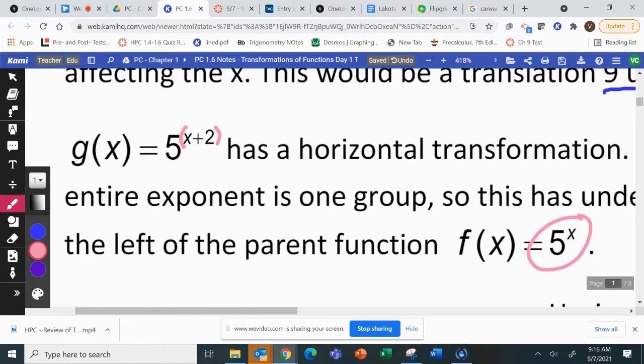And if it says plus 2, when I use it, I'm not going to use a plus 2. What am I going to use? What's the opposite of plus 2? Minus 2.